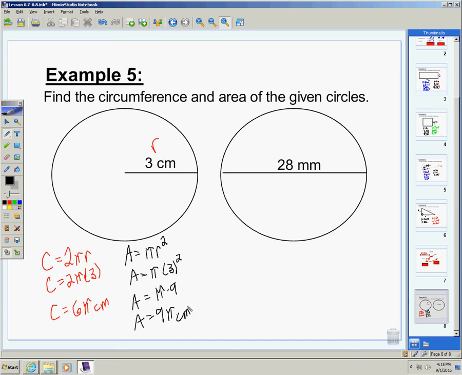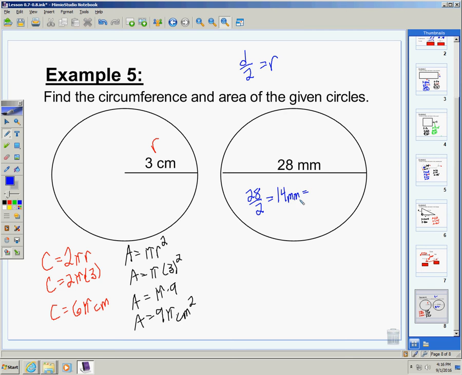The second one is a little trickier because they don't give us the radius, they actually give us a diameter. But if we remember, diameter divided by 2 will give me my radius. All I have to do is do 28 divided by 2, and that will give me what my radius is. 28 divided by 2 is 14. So 14 millimeters is actually going to be my radius.